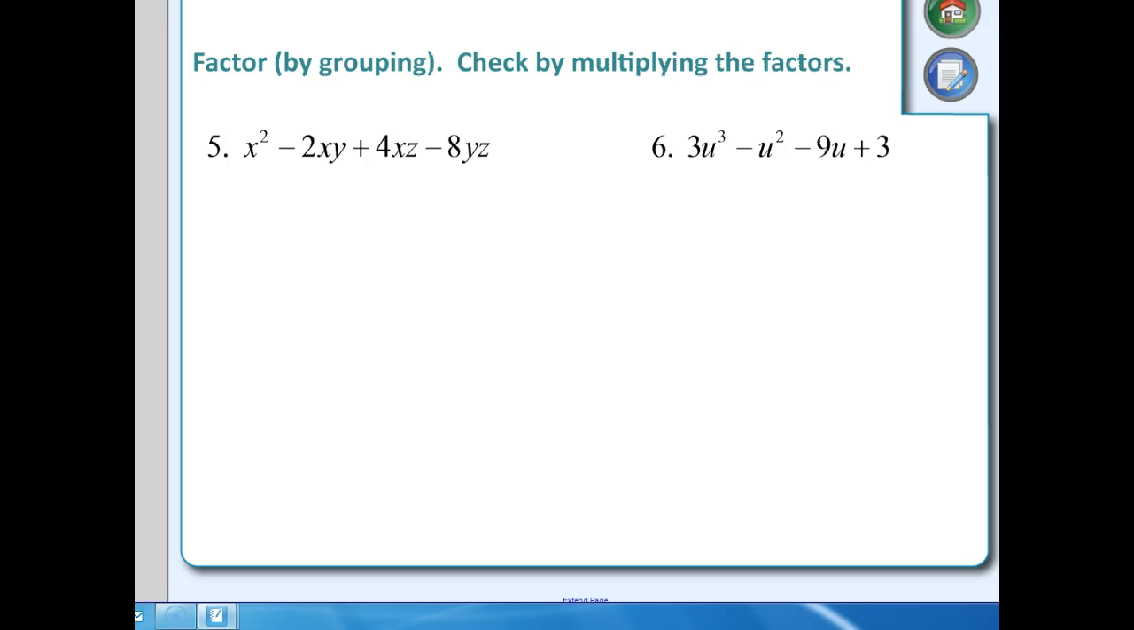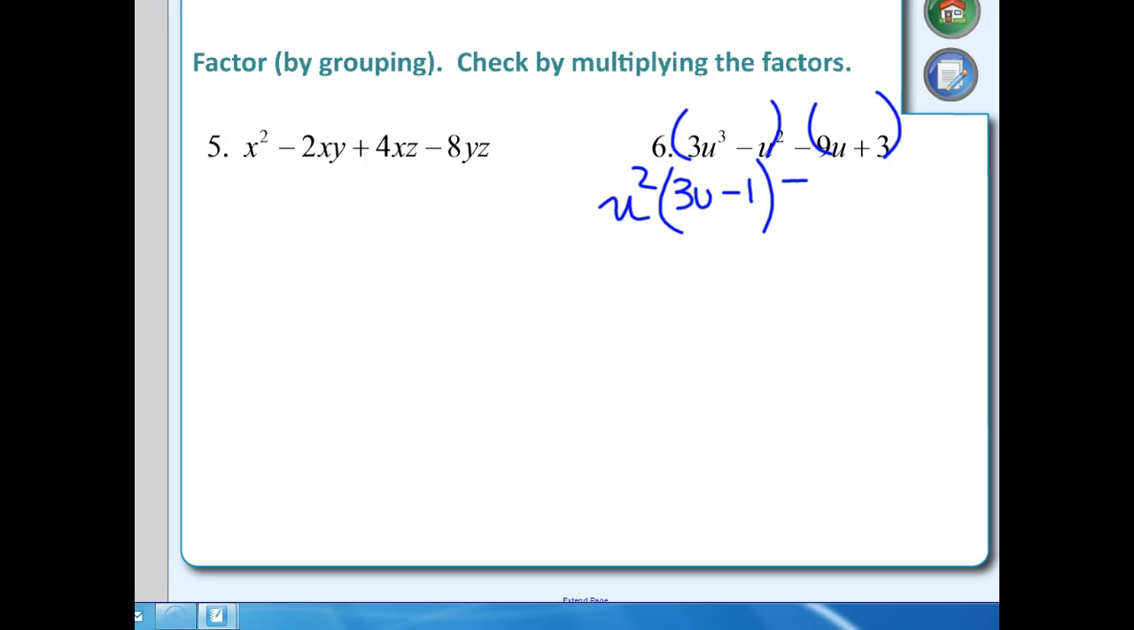So if I look here, hopefully you notice that the first two have a common factor and the last two have a common factor. If I look at the first two, between u cubed and u squared, what do we factor out? Yeah, that's right. We take the smaller exponent, and what do I have left? 3u minus 1. I need that minus sign in the middle.